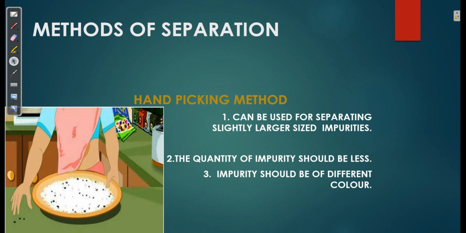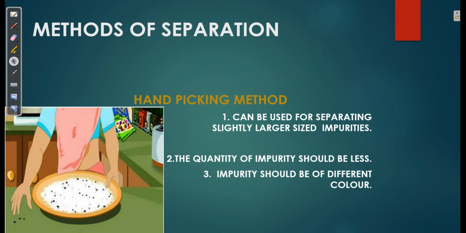Alright, so for what kind of particles or substances do we use this method? This method can be used for separating slightly larger sized particles. If the impurity size is large, here you can see the size of the stone is large. That's why we are using a hand picking method. And also the quantity of impurity should be less.